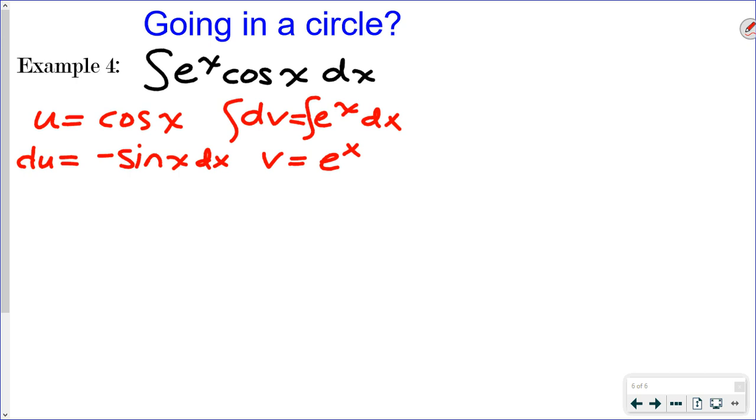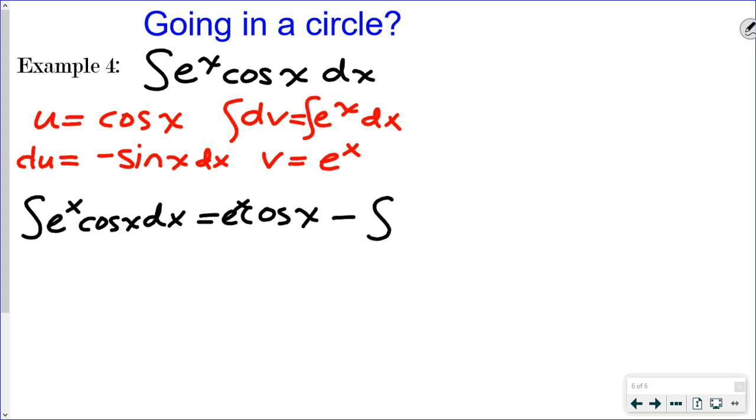And then we're going to set up our integration by parts. So I'm going to bring down my original problem. So this would equal u, which is cosine, times v, which is e to the x. I'm just going to put that in front. Minus the integral of v, which is e to the x, times du, which is negative sine of x dx. So because of the negative, I can make this a positive, and then I'll have times sine of x dx.